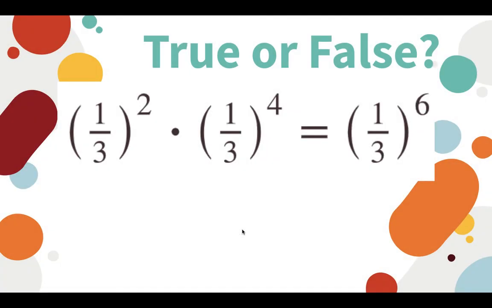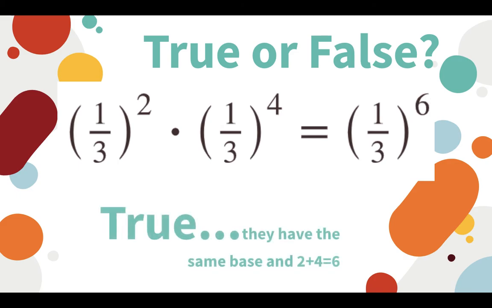All right, so true or false: is 1/3 to the second power times 1/3 to the fourth power equal to 1/3 to the sixth power? True or false? I hope you said true, because we have the same base of 1/3, so we're just going to add our exponents. 2 plus 4 is 6. So 1/3 to the sixth power.